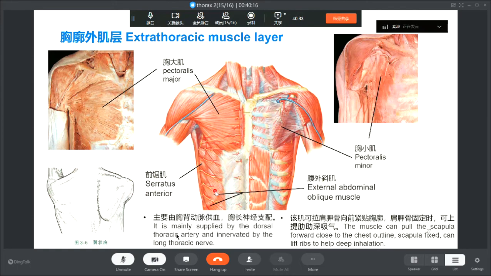Then there are four kinds of muscle here. These muscles can help you to breathe, so we call them the breathing muscles, 呼吸肌.